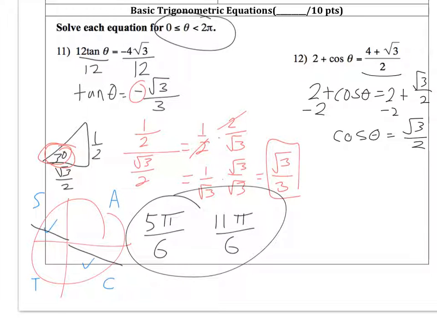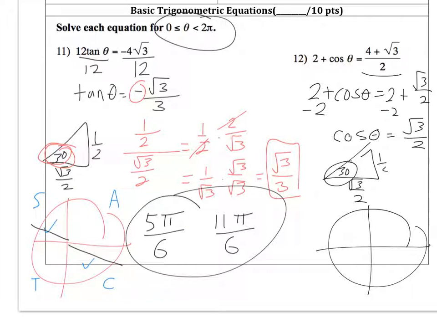Again, we're looking at a 30, 60, 90 right triangle. For cosine, we're dealing with the 30. That would give us an adjacent of the square root of 3 over 2. So we're looking at 30-degree reference angles. Okay? Between 0 and 2 pi, cosine is going to be positive in the first and the fourth quadrants. So we're looking at angles of pi over 6. That's one of my solutions. And 11 pi over 6. That's my second solution.